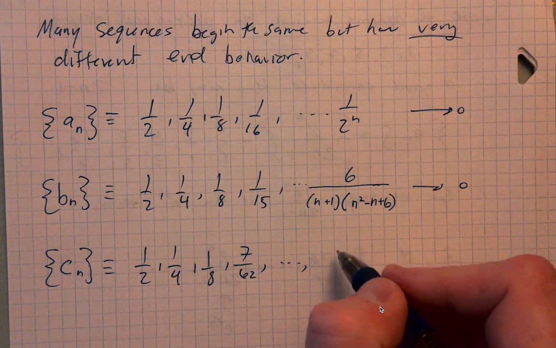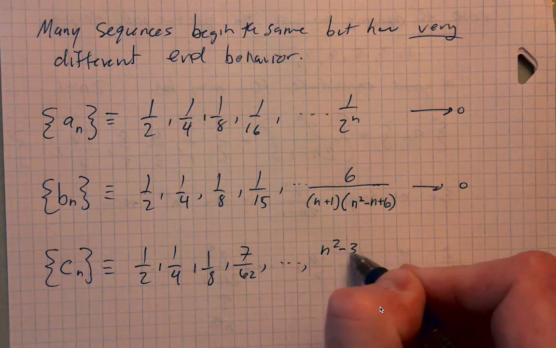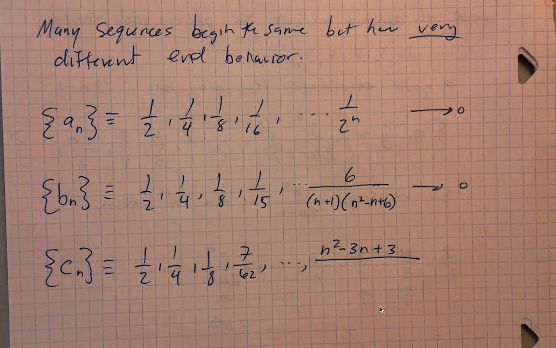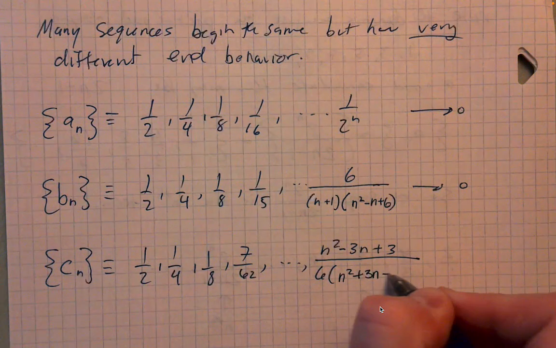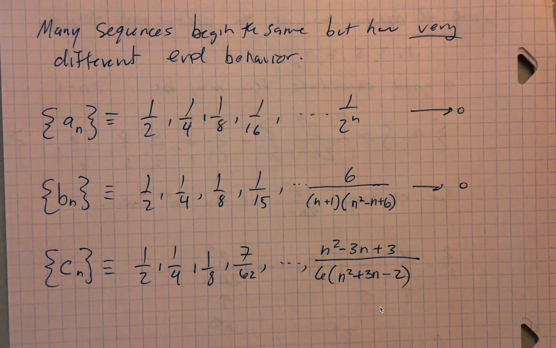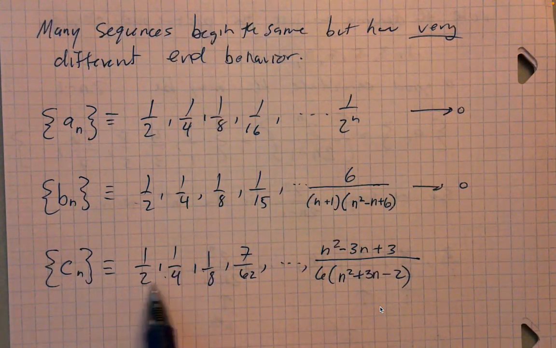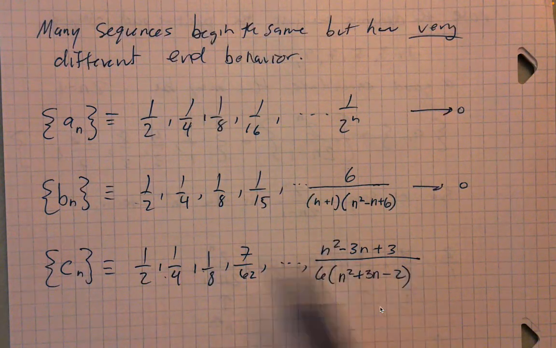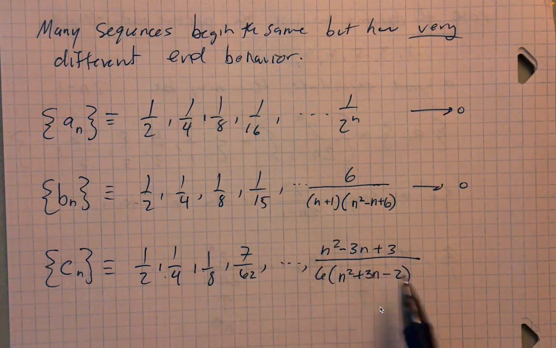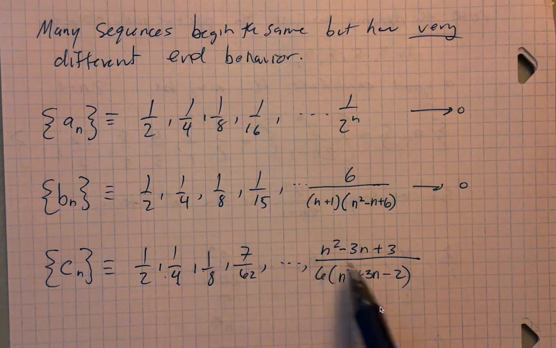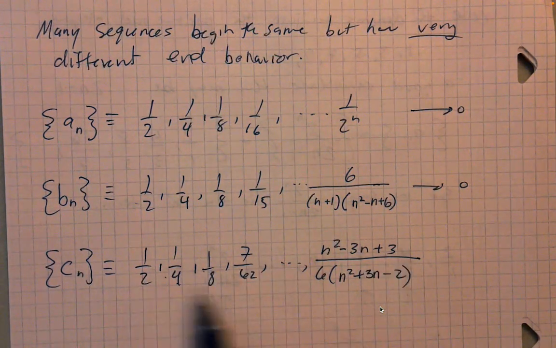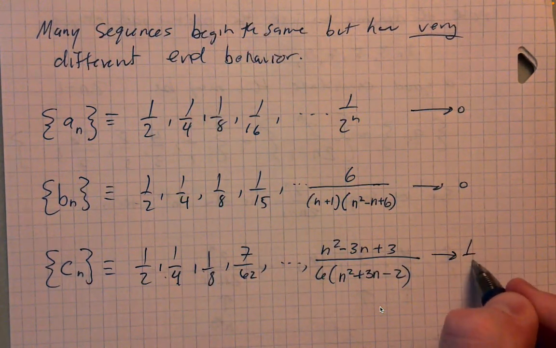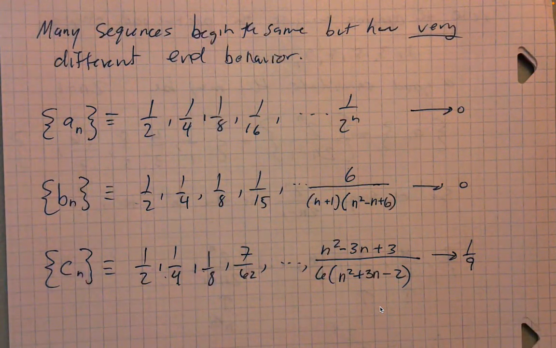So this one looks like this: (n squared minus 3n plus 3) over (6 times n squared plus 3n minus 2). Even though this starts very much the same, if you take n equals 1 and plug it in, you'd get a half. If you take n equals 2, you get a fourth. If you take n equals 4, you get 7 over 62. So this sequence converges to 1/9. As n goes to infinity, the terms of this sequence get ever closer to 1/9.